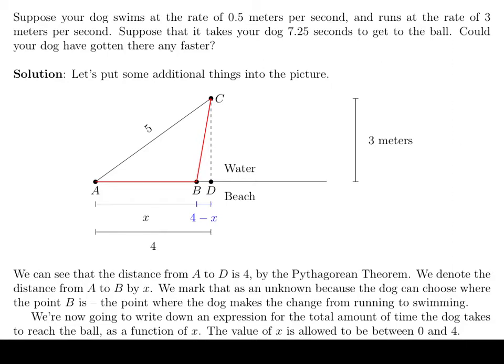So let's now write down an expression for the total amount of time that the dog takes to reach the ball as a function of X. Now that value of X is allowed to be between 0 and 4. You should be able to see that from the geometry of the picture. The point B can be anywhere between A and D, so the value of X can be anywhere from 0 to 4.